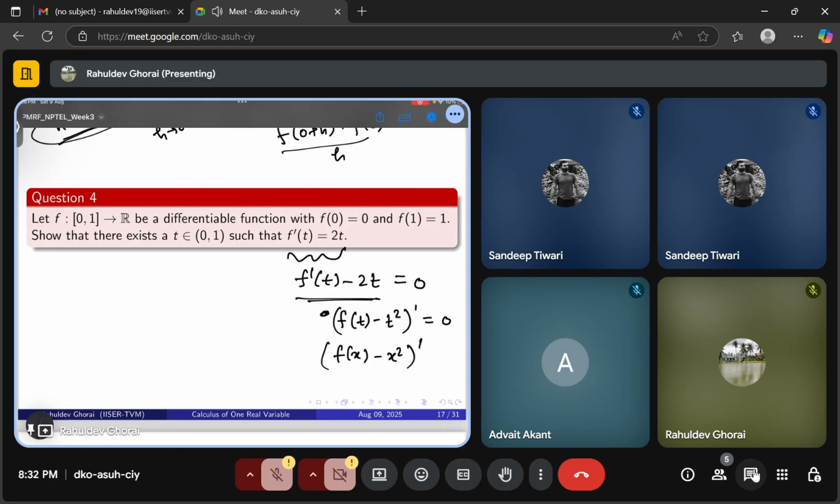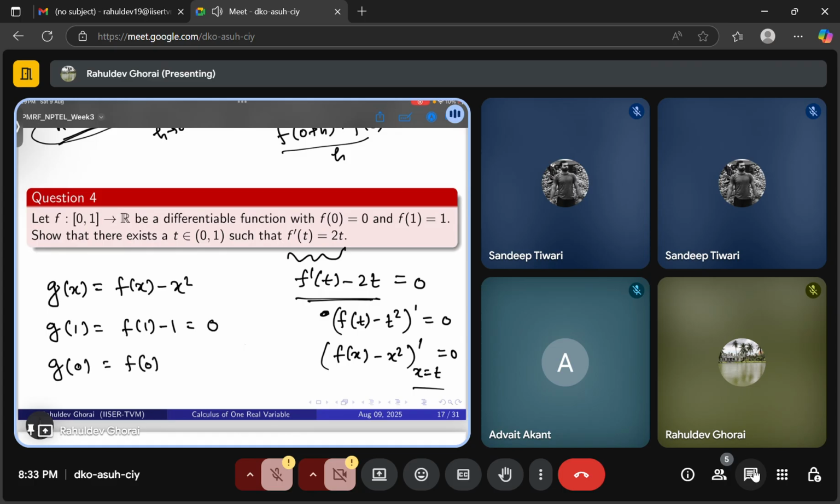The derivative of that at x equal to t will be 0. So there has to be some point for that x, for that point the derivative is 0. So that is Rolle's theorem, right? That usually comes from Rolle's theorem, is it not? g x is equal to, let's say, f x minus x square, and let's see g of 1. What is that? f of 1 minus 1, which is 1 minus 1 is 0. g of 0, f of 0 minus 0 is 0.